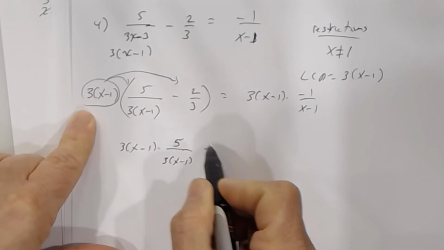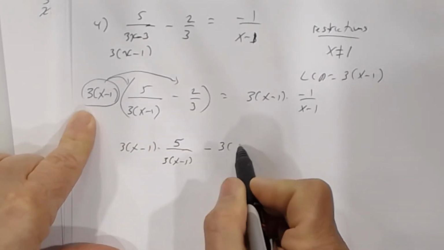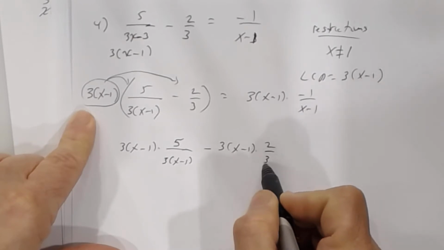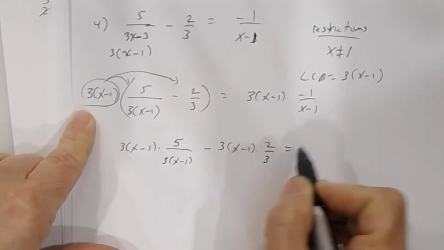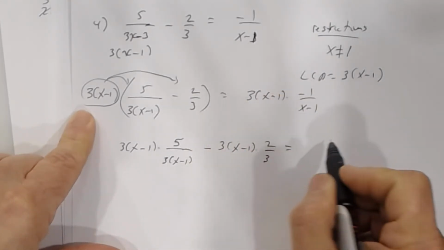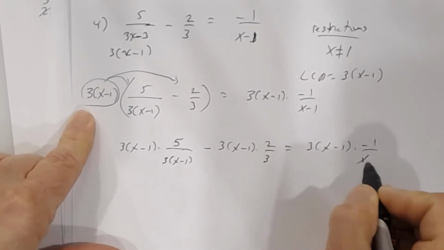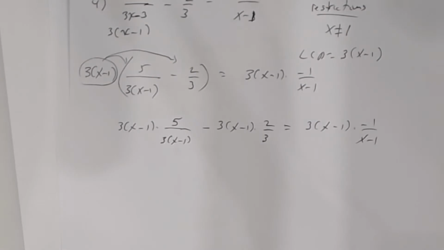5/3. Okay. Minus the LCD times the second fraction, which is what? 2/3. Equals, I'm just going to rewrite this over. Notice I'm not doing too much at once. If you do too much at once, you're going to mess up. Your thought processes are going to go in disarray.